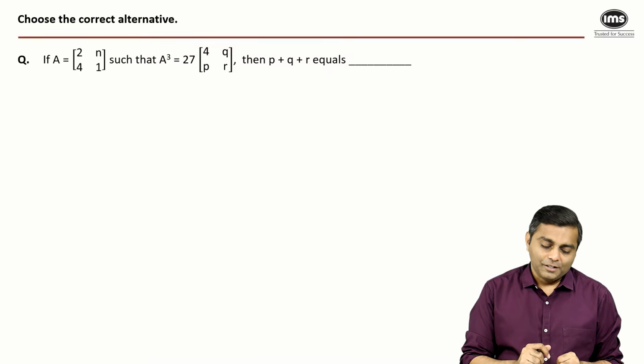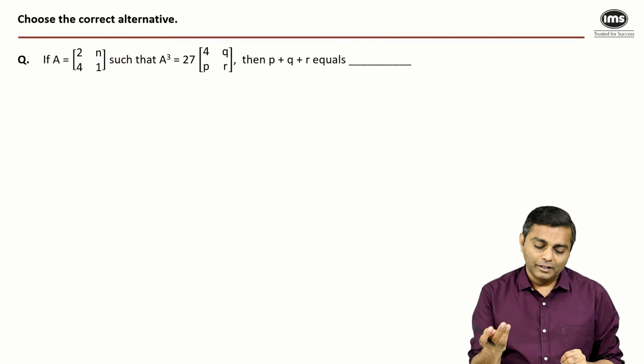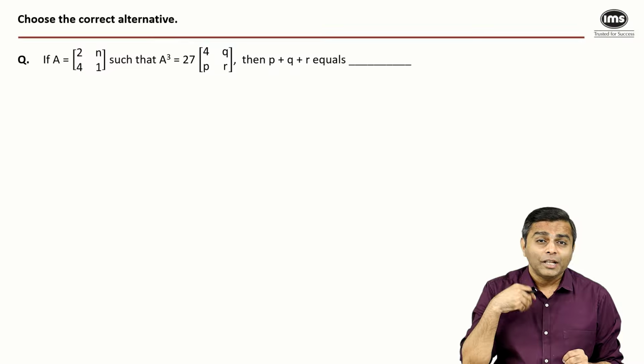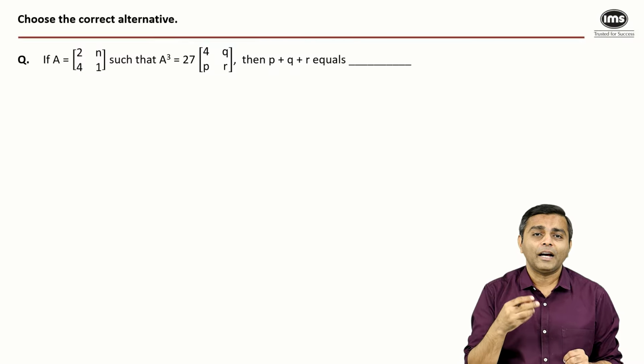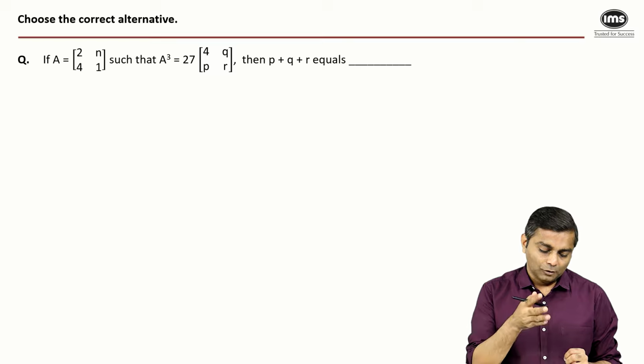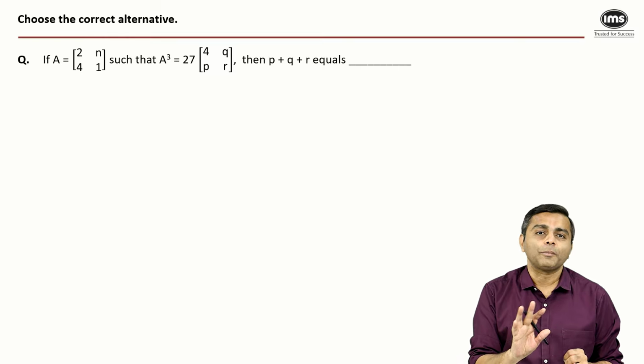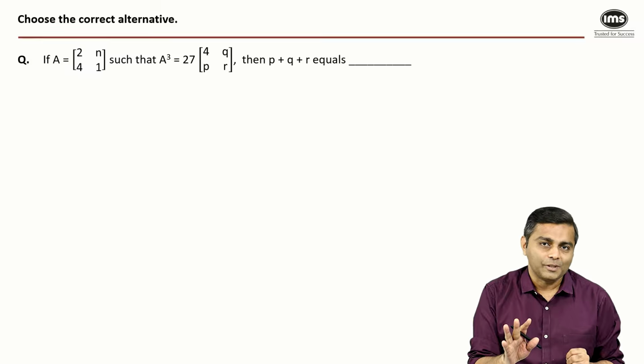Moving on to the next question, a question on matrices. Now, A is given, A cube is given, and we are asked P, Q, R. Thinking wise, there is no problem. I know that I have to go from A to A cube, get some answers in terms of 2, 4, n, and then maybe equate it to P, Q, R and get some answer for P, Q, R. That's the only way to solve this question.